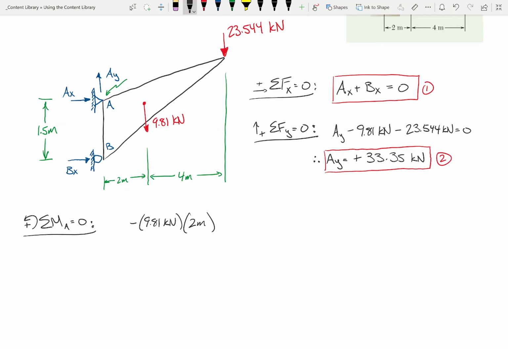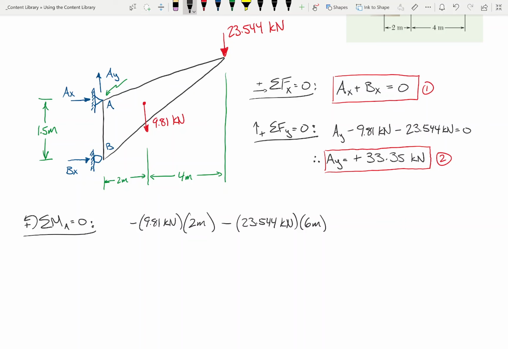Okay, so the next thing we'll have is this 23.544 kilonewtons. It also causes a clockwise rotation, so it's going to be negative. Now its moment arm is going to be 6 meters. Again, from point A, what is the distance from that line of action to point A? What's that shortest distance? And that shortest distance is 6 meters.